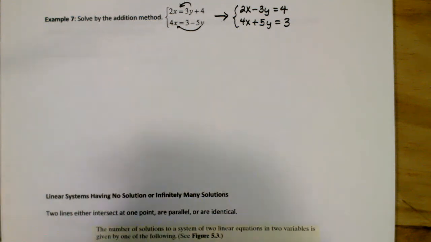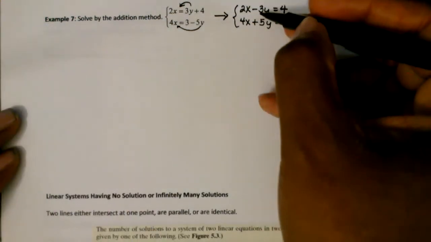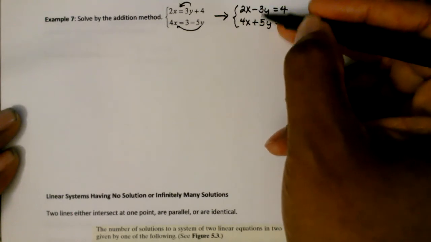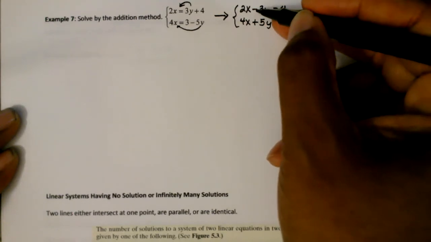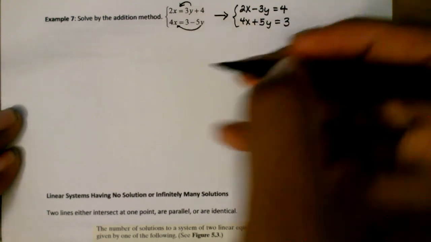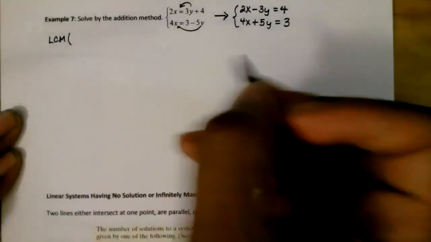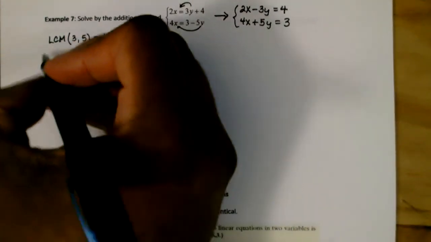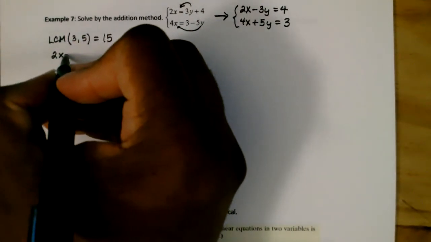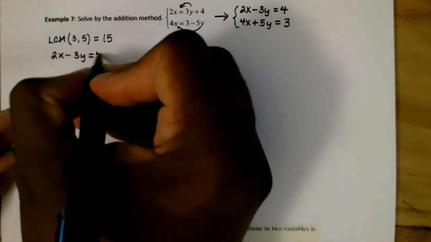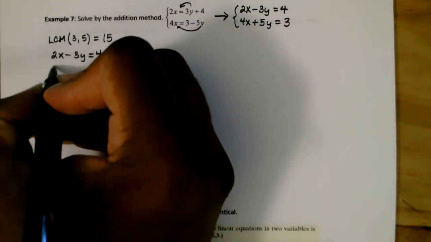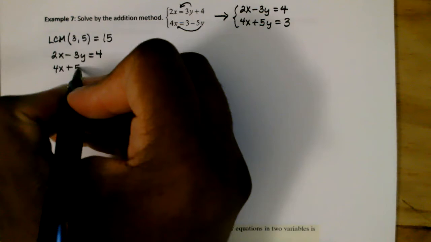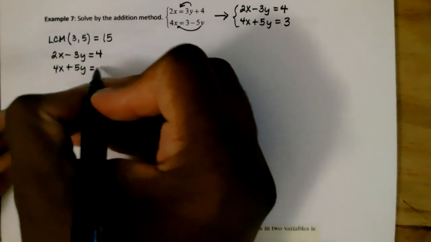Okay, so now let's think about this for a moment. We can eliminate the y's here because I have a minus and a plus in front easily. So here I need a least common multiple of 3 and 5, which is in this case going to be 15. Okay, so I'm going to write my equations over: 2x minus 3y equals 4, and 4x plus 5y equals 3.